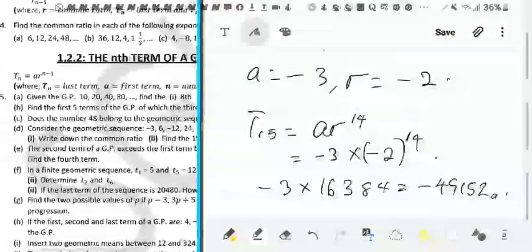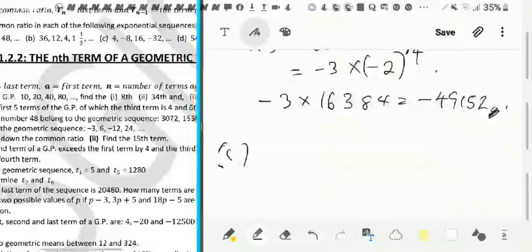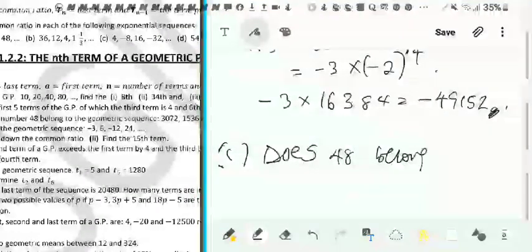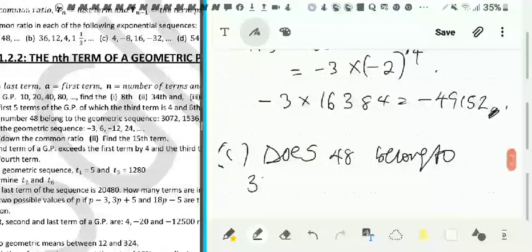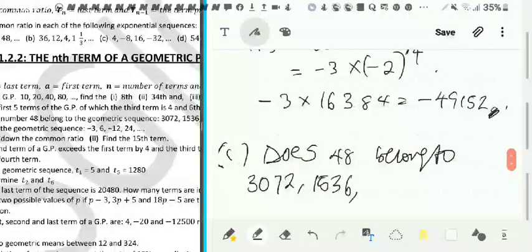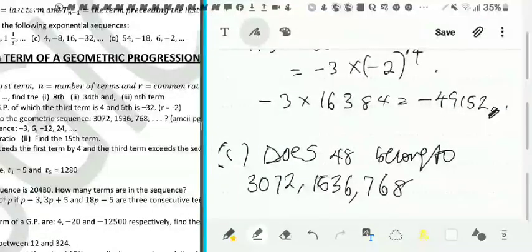Sorry, I noticed I jumped C. Okay, let's look at C now. So this is the answer for D. C. Does the number 48 belong to the geometric sequence 3072, 1536, 768? We want to see if 48 belongs to it.